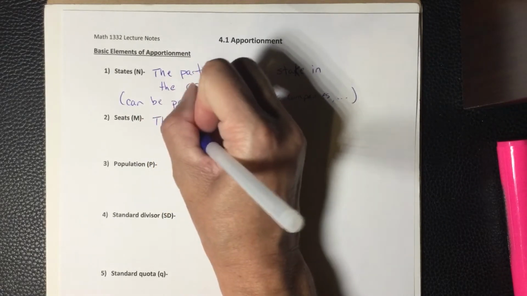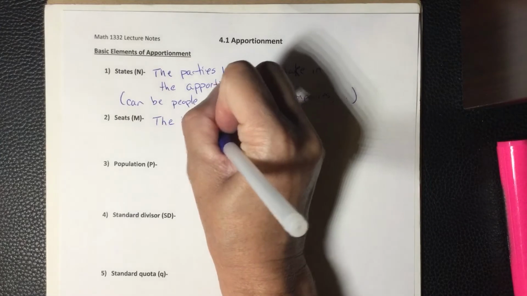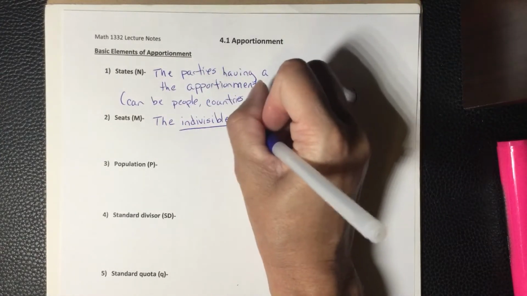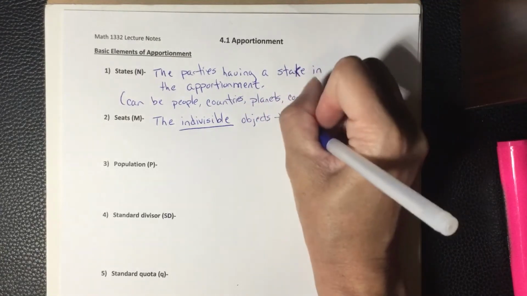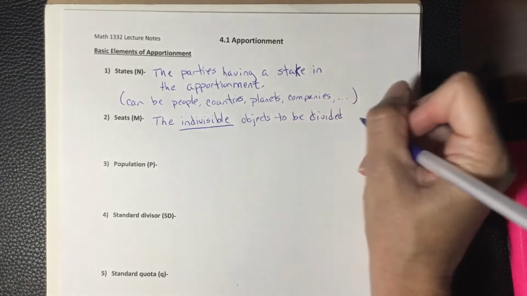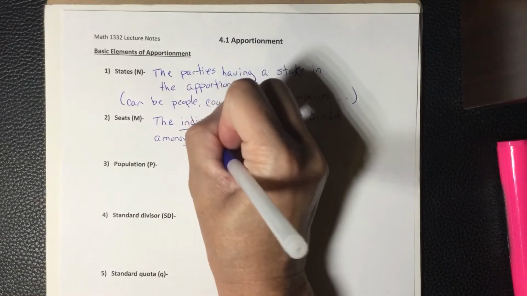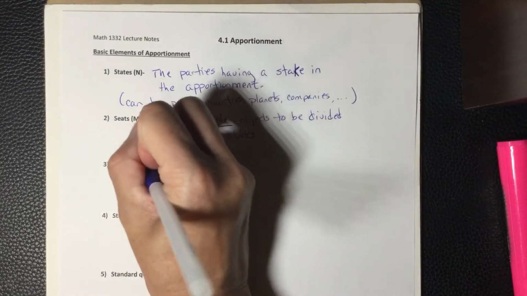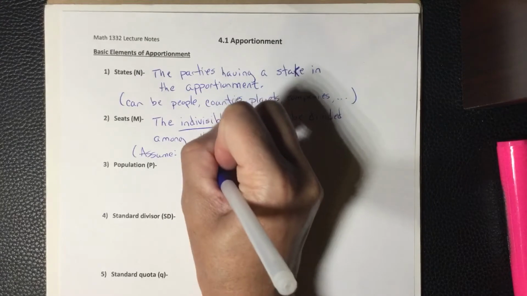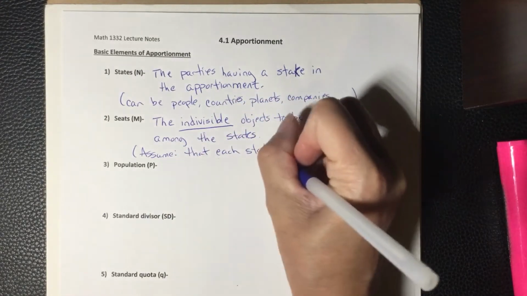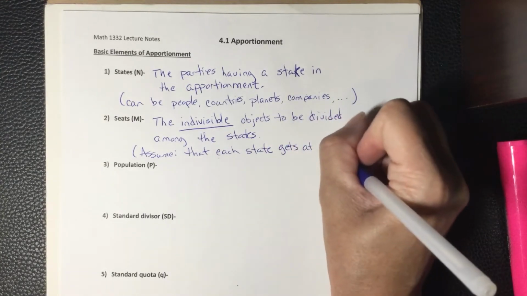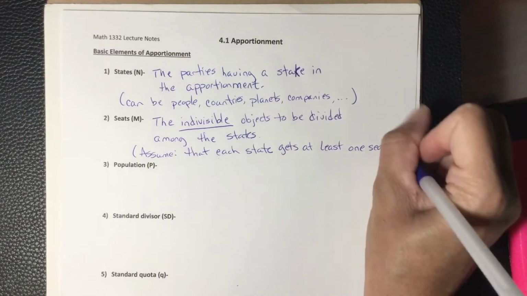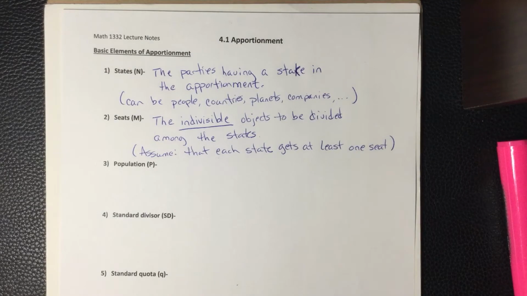And these are going to be the indivisible objects to be divided among the states. So the important thing here is we can't split these up. If there's one seat in Congress, we can't split that one seat between more than one person. So when it says indivisible, we are looking at whole numbers. And on here, we're also going to assume that each state gets at least one seat. So nobody gets completely unrepresented, no matter how small they are.